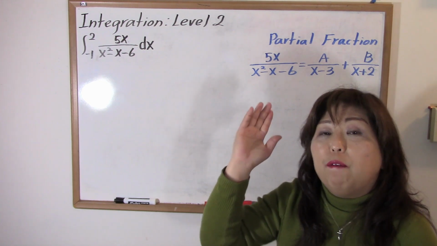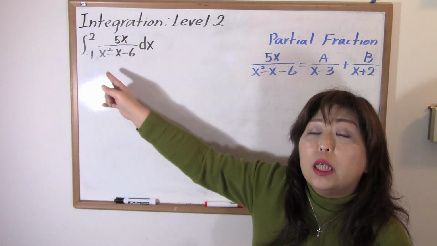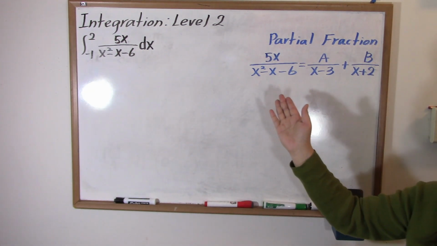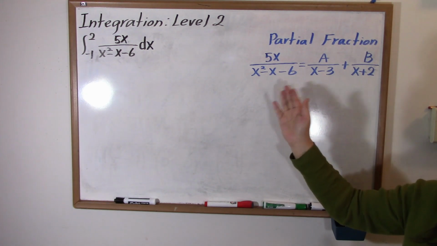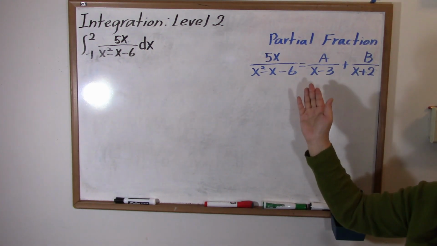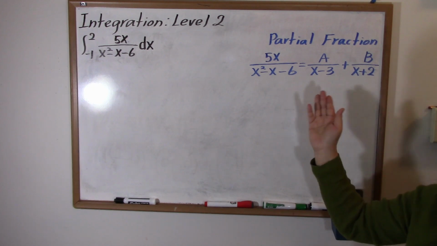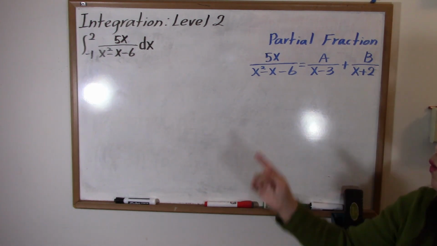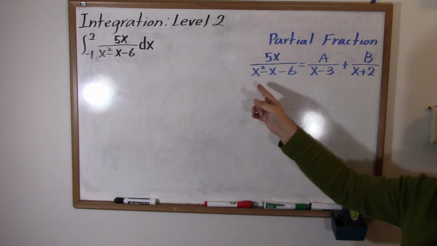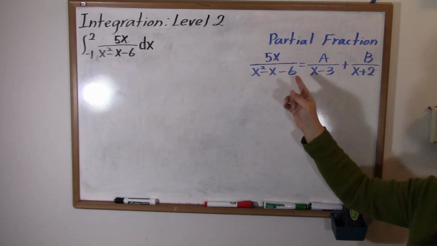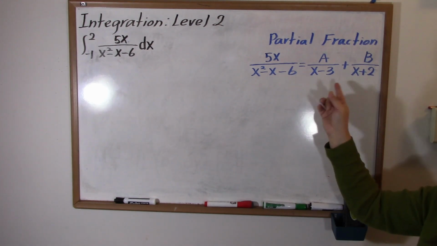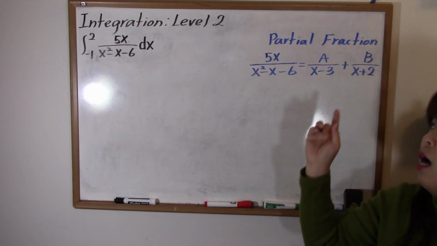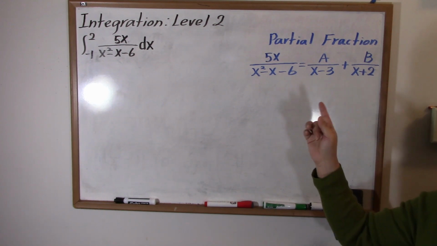So, first of all, we have to decompose the denominator. So, here's the point, partial fraction. 5x over x squared minus x minus 6 is equal to A over x minus 3 plus B over x plus 2. So, the point is that we are going to decompose the denominator x squared minus x minus 6 into x minus 3 and x plus 2. And then we have to find the values of A and B.